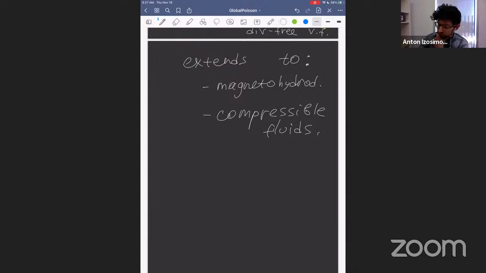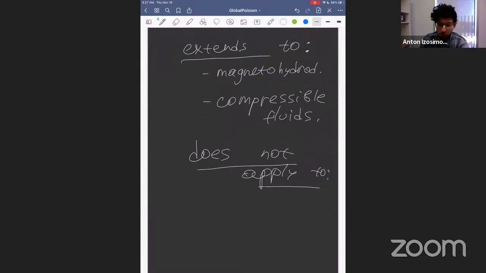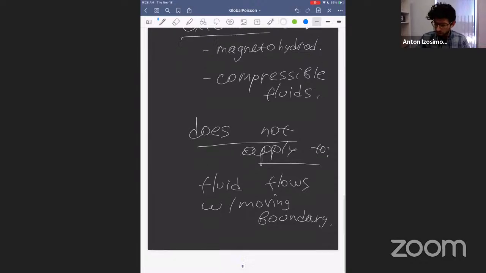But even though it certainly does extend to many settings, there are also settings where it doesn't apply. For example, perhaps the simplest case where Arnold's setting doesn't apply directly is if we consider fluid flows in the setting of moving boundary. The reason it doesn't apply is quite obvious here: if you have moving boundary, you need to consider diffeomorphisms between different domains, and that's clearly not a group anymore because such things in general cannot be composed.